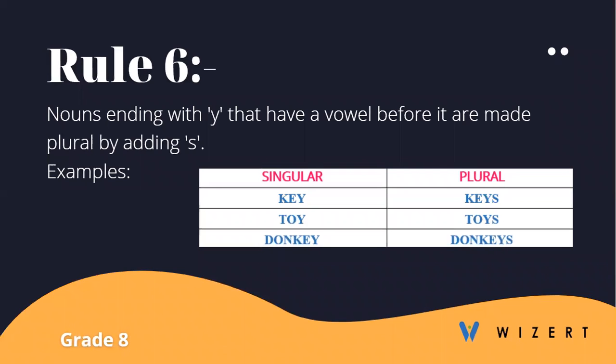Rule 6. Nouns ending with y that have a vowel before it are made plural by adding s. So if a word ends with a y and just before that you have a vowel, such words are converted into plural form by adding s. So key changes to keys, toy changes to toys, and donkey changes to donkeys.